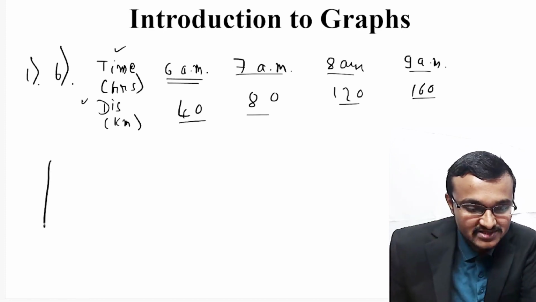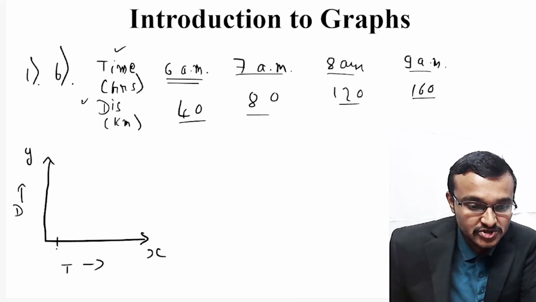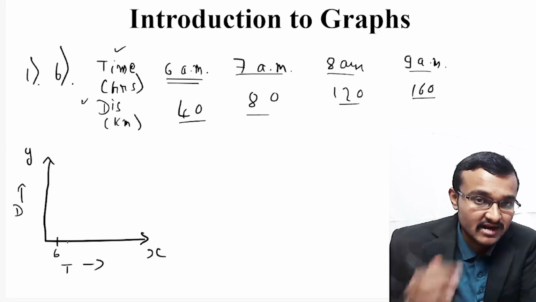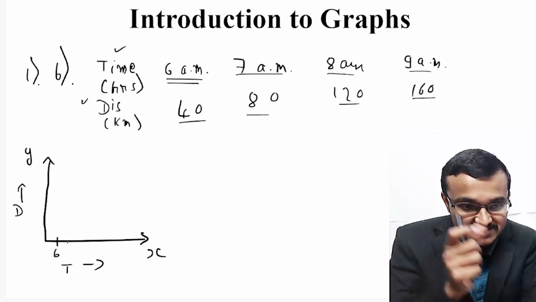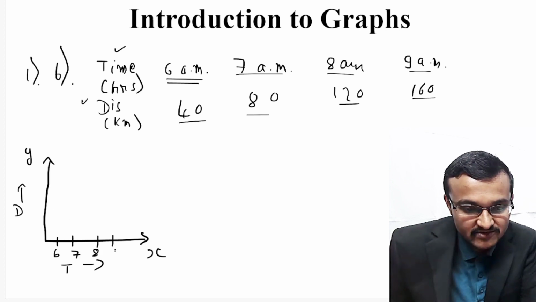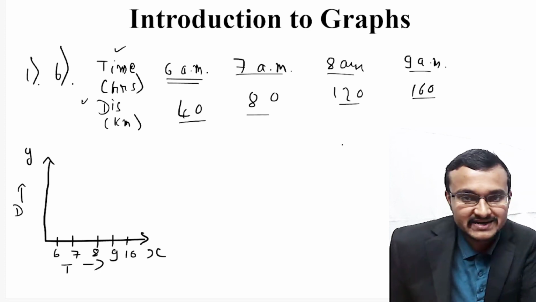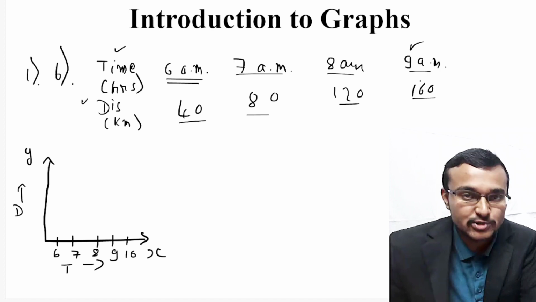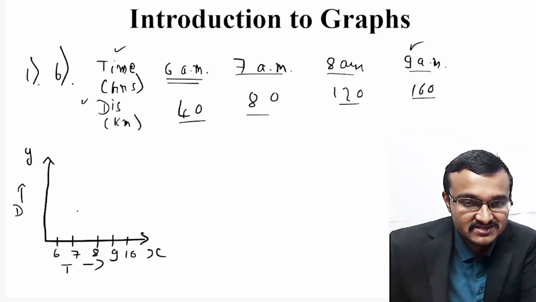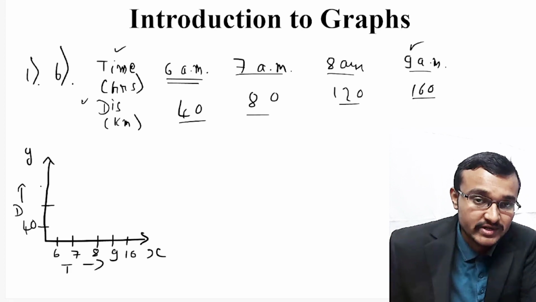So if we plot this graph, here time will be on the x-axis and distance will be on the y-axis. Time will start from 6 a.m. and we give a 1 hour difference in that scale on the x-axis. So the next unit will be 7, next unit will be 8, and next unit will be 9. And then the next unit will be 10. We'll stop at 10 because here the time is given only up to 9. And the distance which this car has covered is 40, 80, 120, 160.